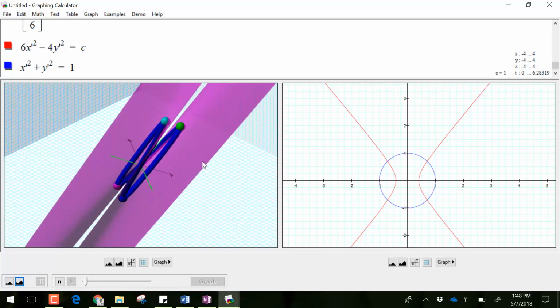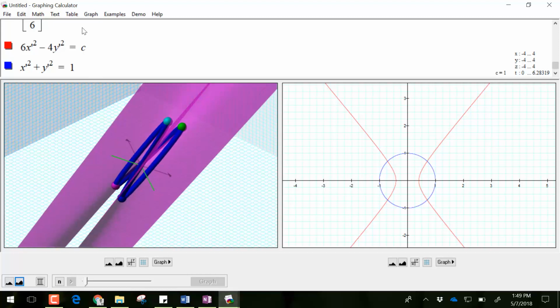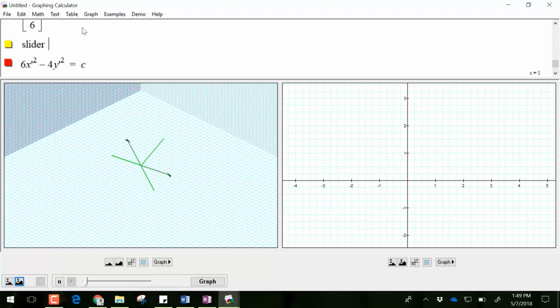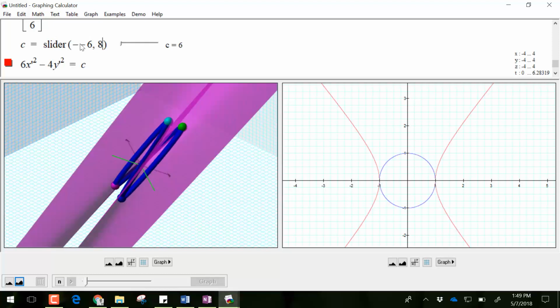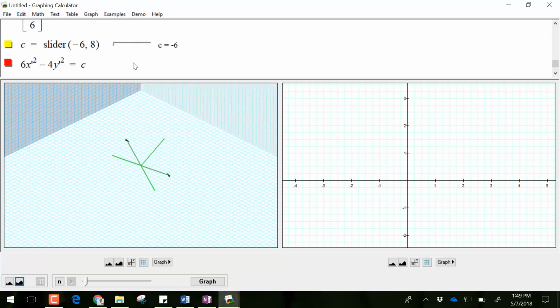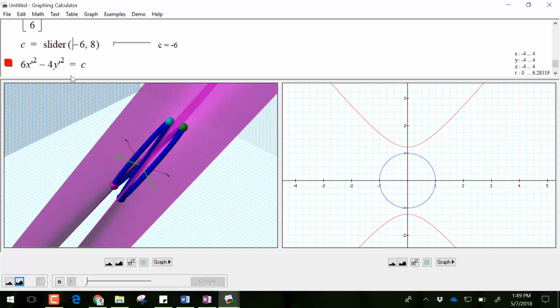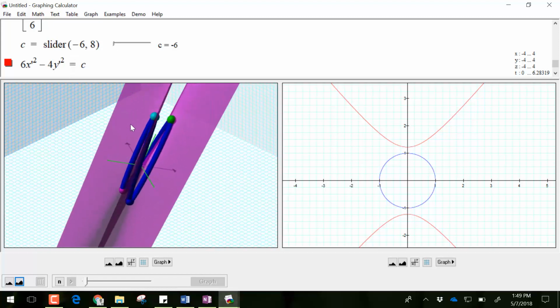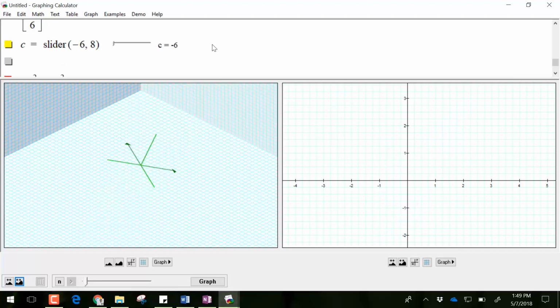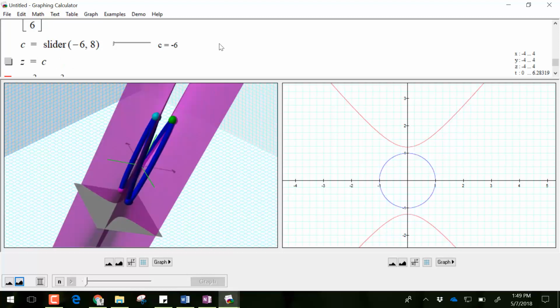Okay. So what we want to do is take a look at the different levels, the level curves. In fact, we can draw the level curves. Easy to see here.